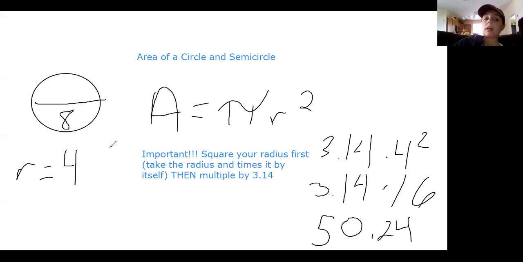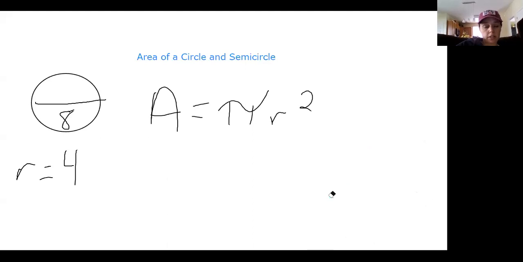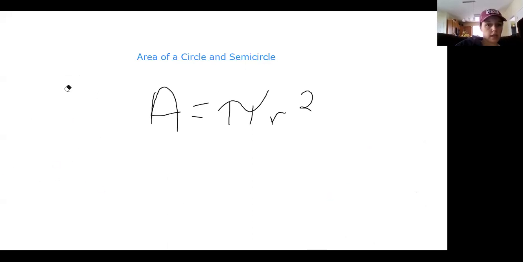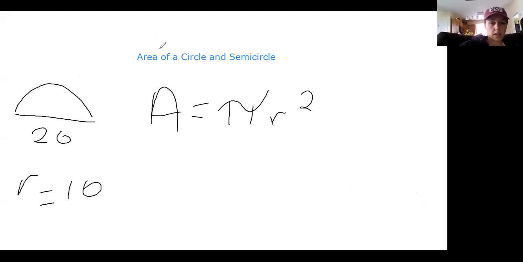All right. Now let's talk about a semicircle. So when we did circumference of a semicircle, it was the same formula, but then you just divide by 2. And that's going to be the same thing on this one. So let's just say for our semicircle here, we have a diameter of 20. So if the diameter is 20, that makes our radius 10.